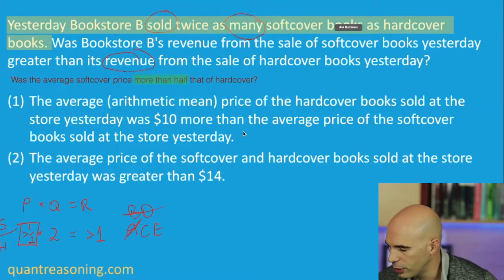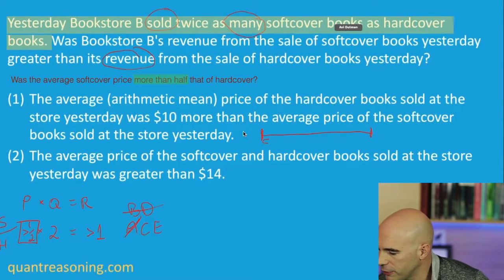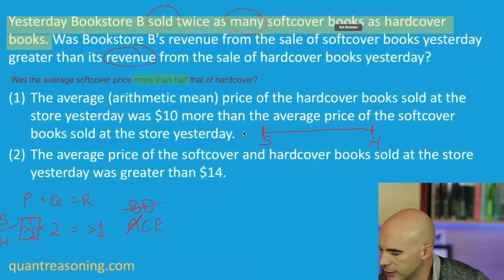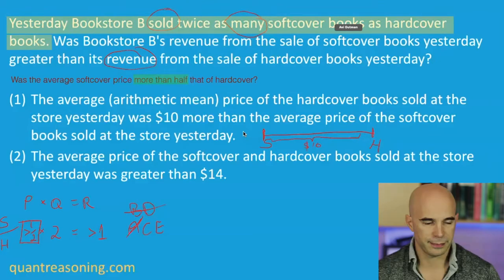So we can draw a number line for statement 1 and say, here's the average price. On the left side is the average price for softcover, and the right side is the average price for hardcover. And that distance on the number line is $10. That's what statement 1 is giving us. We know exactly that distance, but we can't say anything about the ratio.